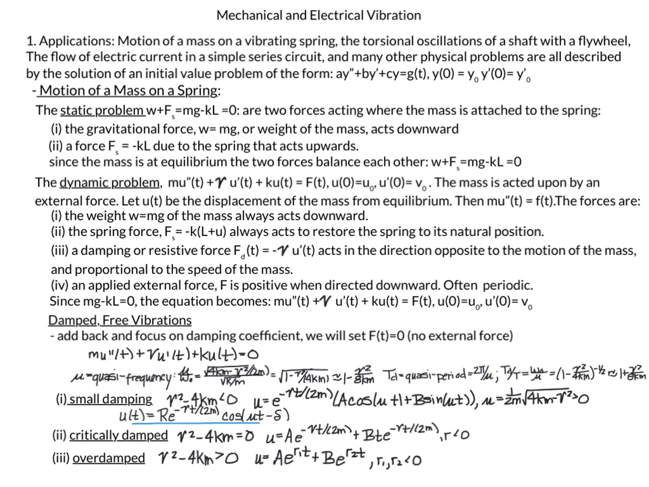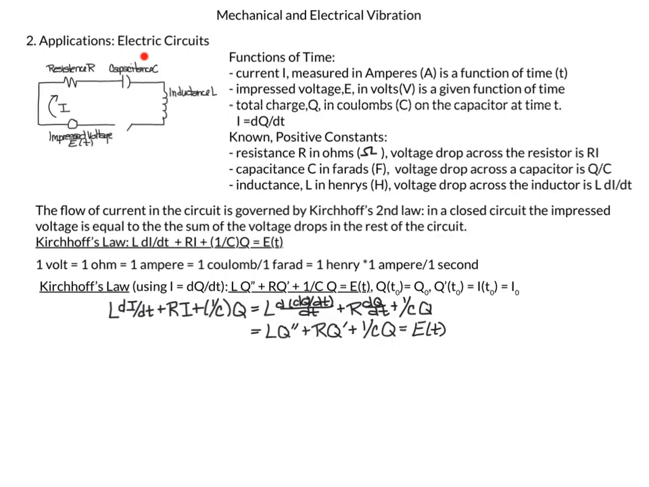We've gone through this motion of mass on a spring, in particular the dynamic problem, which gave us these 3 cases of small damping, critically damped, and over-damped. But now we want to look maybe at one more application. And our last example is electric circuits. So here is, I guess, a circuit. We have a resistance, a capacitor, inductance, a switch, and an impressed voltage.